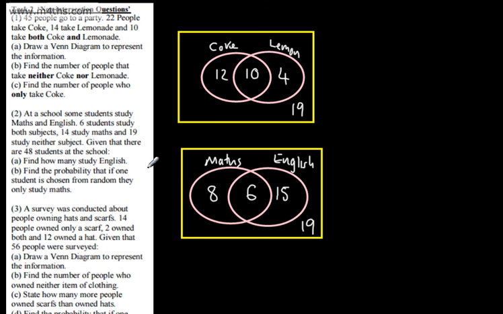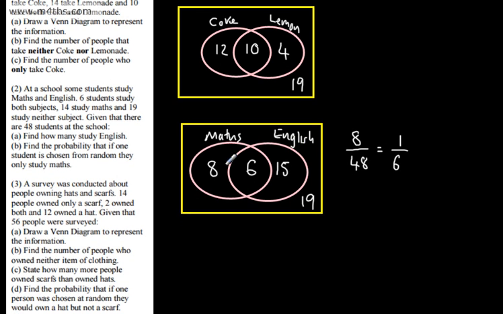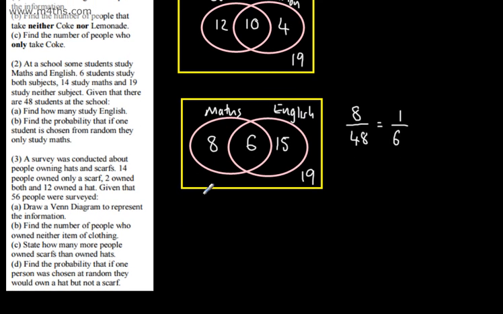English only. In part B, we're asked to find the probability that if one student is chosen at random, they only study maths. Maths only is this part right here. So we have 8 of those out of our 48 students. 8 over 48. We could, of course, simplify this and write it as 1 over 6. But maths only, the probability that if one student was chosen at random, they study maths only. Well, there's 8 students who do that out of 48.